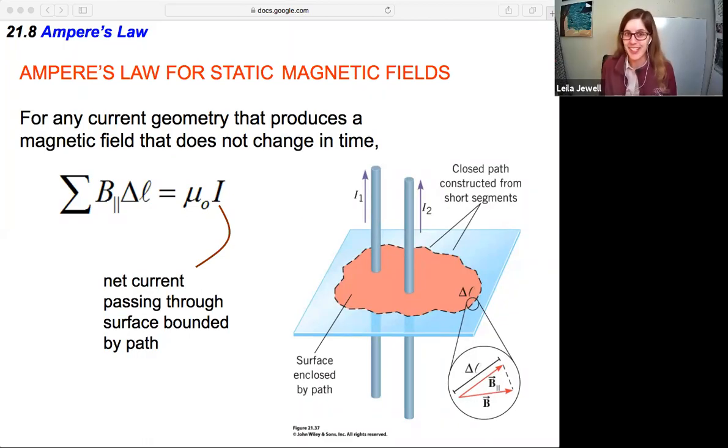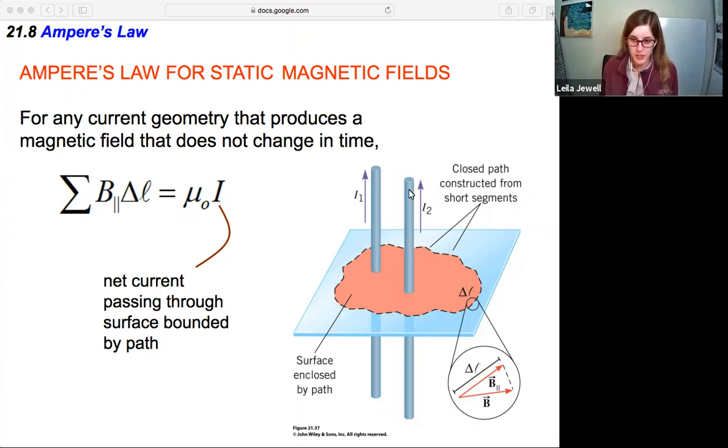Section 21.8, Ampere's law. Ampere's law for static magnetic fields is that for any current geometry that produces a magnetic field that isn't changing in time, is static, it's going to follow this law: the sum of the magnetic field that is parallel to your length segments in the surface that you draw is equal to mu naught, the permeability of free space, times I, where this is a particular I, the net current passing through the surface bounded by the path. And the path is defined over on this left side.